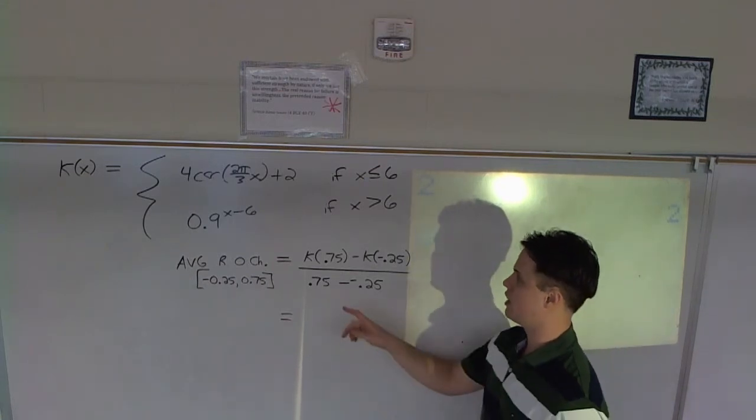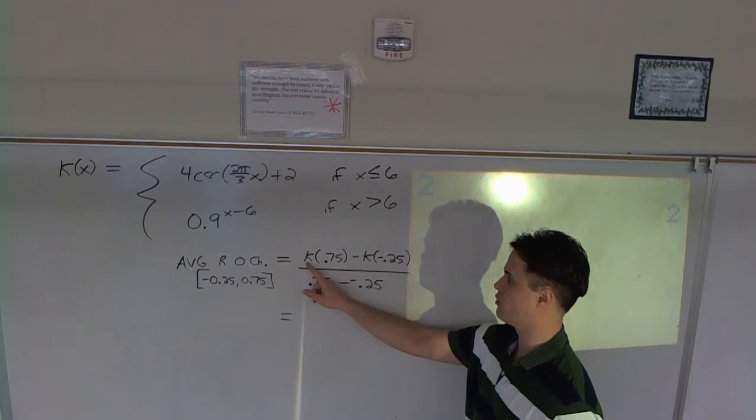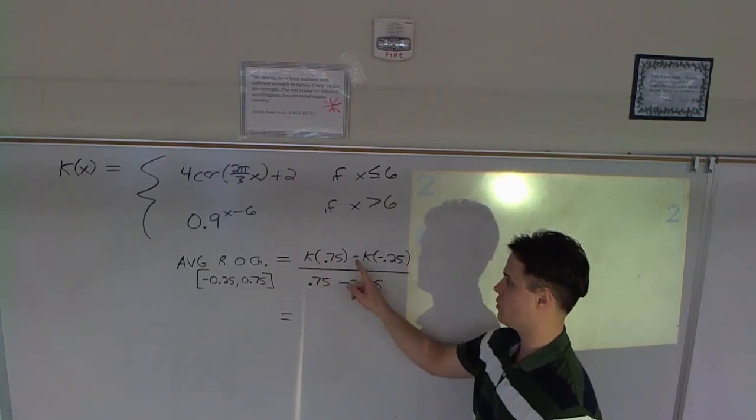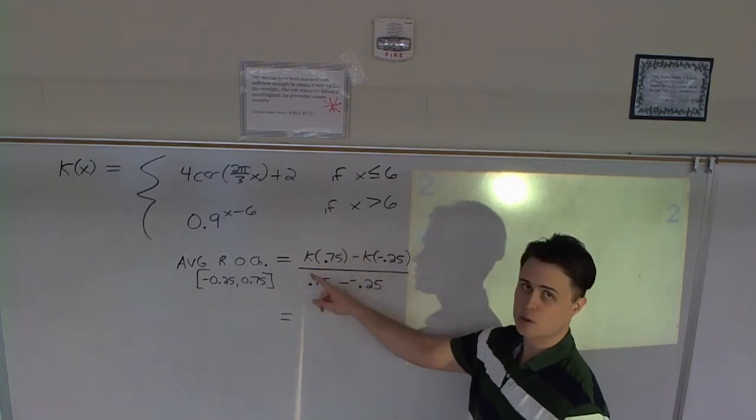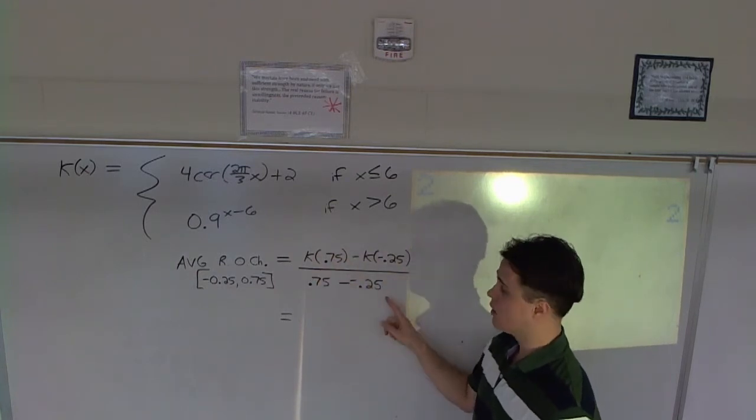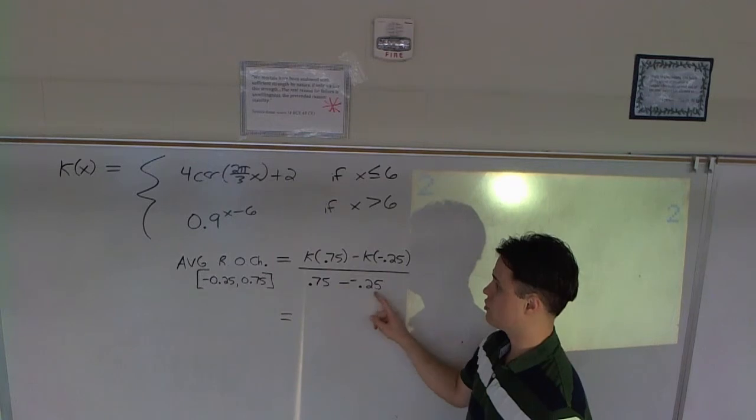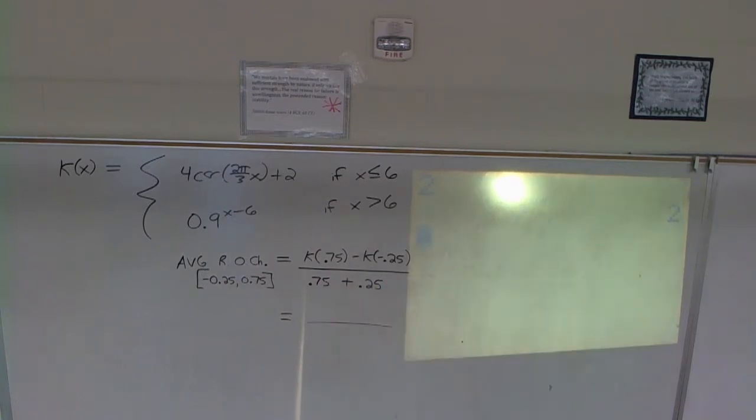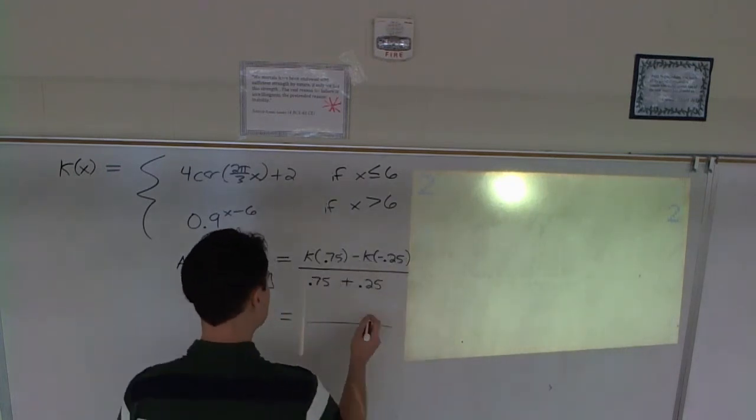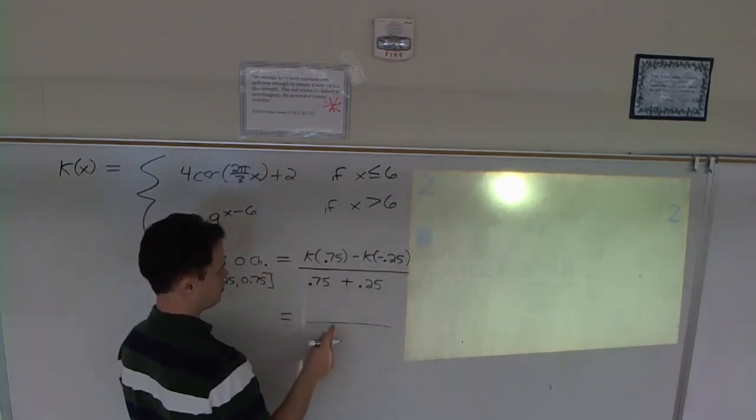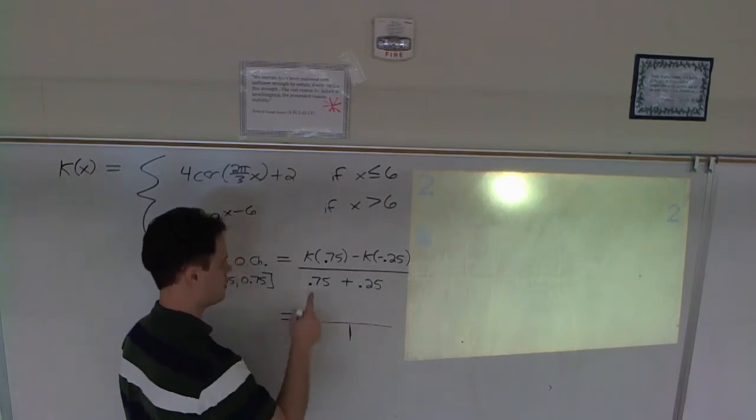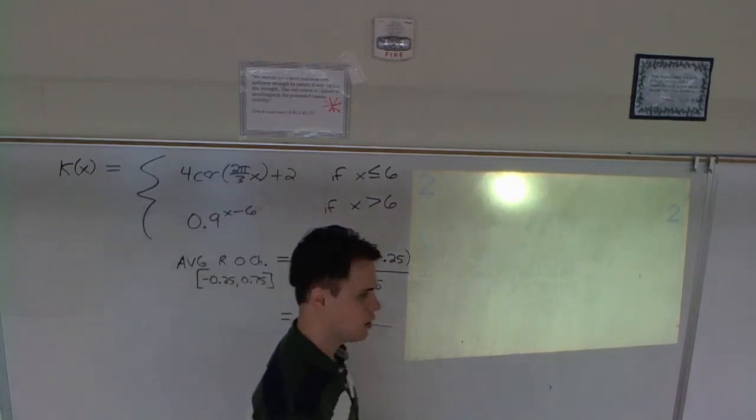Okay, so to do that, I think we go whatever the function evaluated at that one is minus the function evaluated at that spot. That's going to be the rise, because those are y values. And then on the bottom, we've got the run, so I've got just 0.75 plus 0.25, so that's just going to be 1. So we'll do these on the calculator.